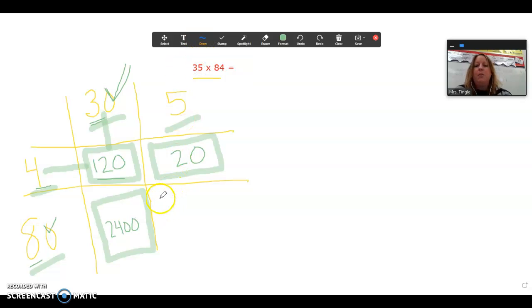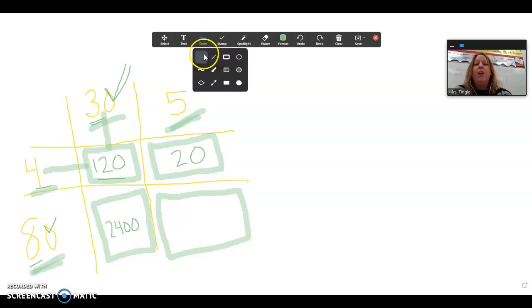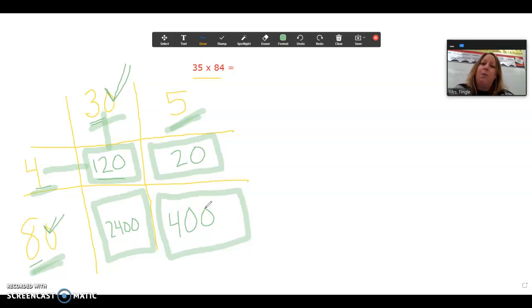Let's move to our final box, and we are looking at 80 times 5. Again, don't worry about 80 times 5. Just focus on the basic fact, which is 8 times 5. 8 times 5 is 40. 80 ends in 10, so we're going to add that 10 there to the end of our 40. 80 times 5 is 400.